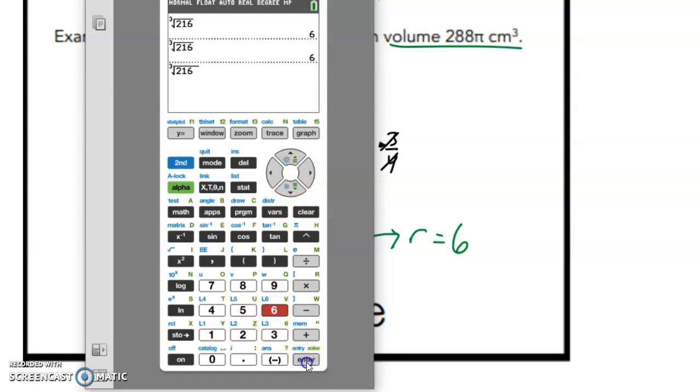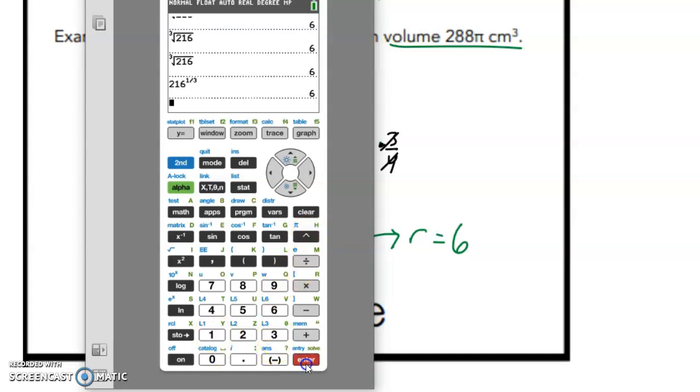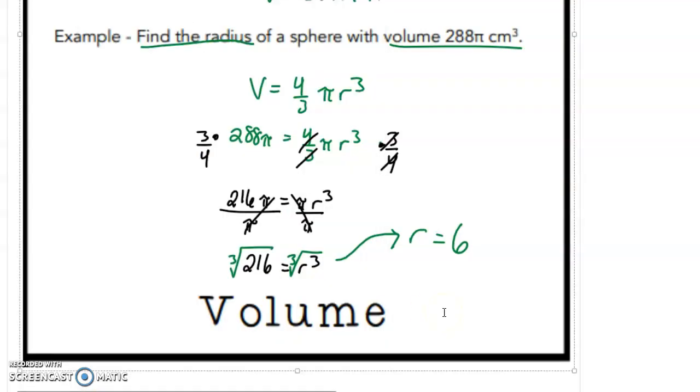Now last but not least, the other way you can do it is a cube root is the same as a 1/3 power. So you can do 216 and then do the caret button and then do to the 1/3 power like that. So those are all different ways you can do this. You just pick one that works for you and stick with it.